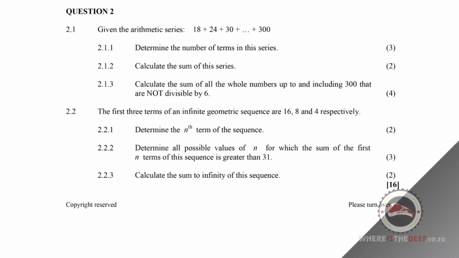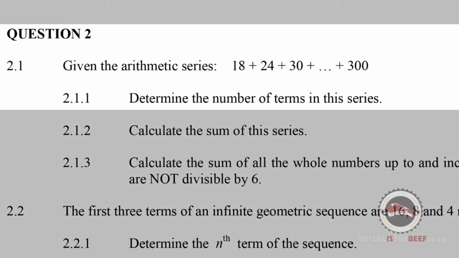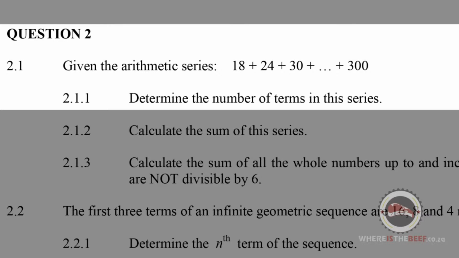So I'm going to read it out loud for you guys. We're going to try to sit down and break it down together and actually understand what they're asking us here. So we have the first question here that you'll see on the screen. It says, given the arithmetic series, which is 18 plus 24 plus 30, ... plus 300. What are they asking us? They're asking us, determine the number of terms in this series.